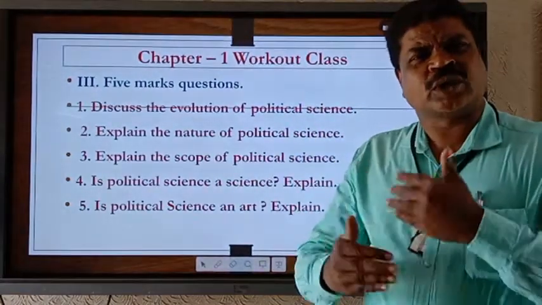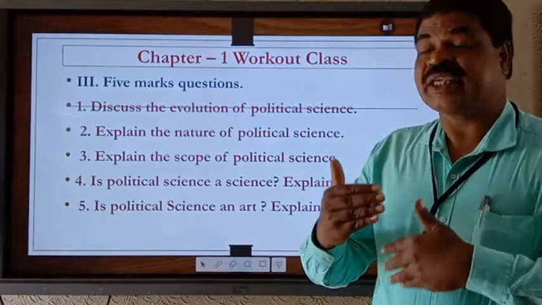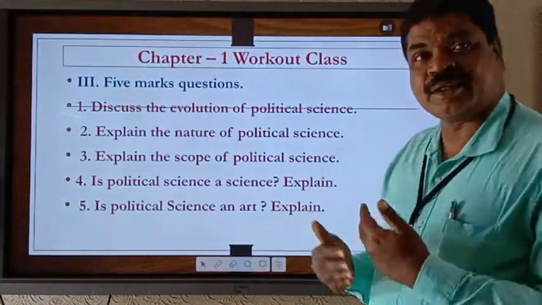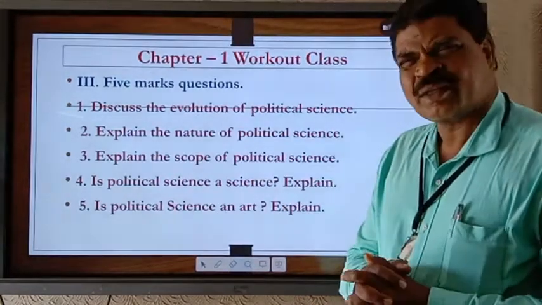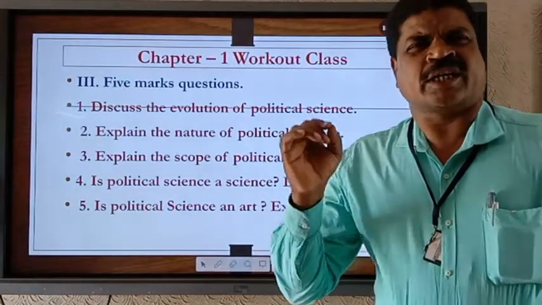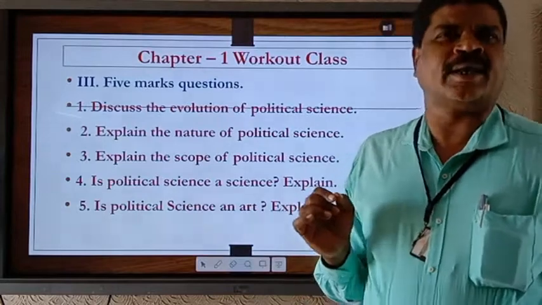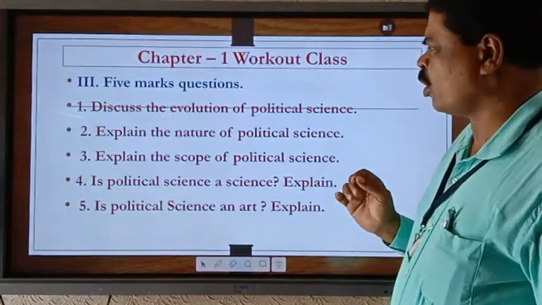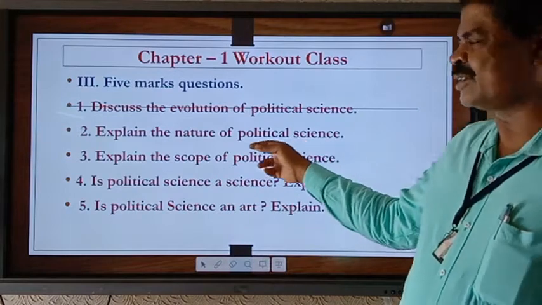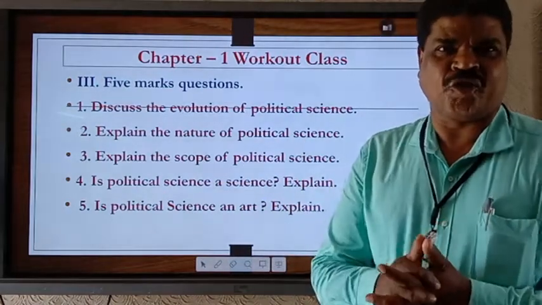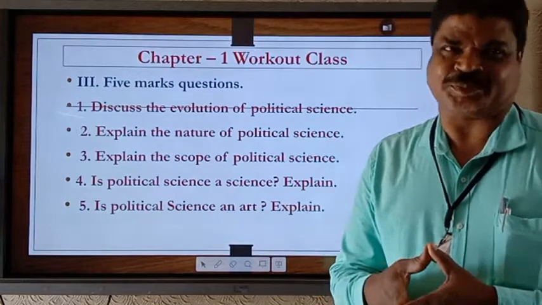It will have its own stages to evaluate what we call the systematic science, which is known as political science. You can write this up to at least 8 to 10 lines. Here, one more question is, explain the nature of political science. You are already aware of what its nature is.